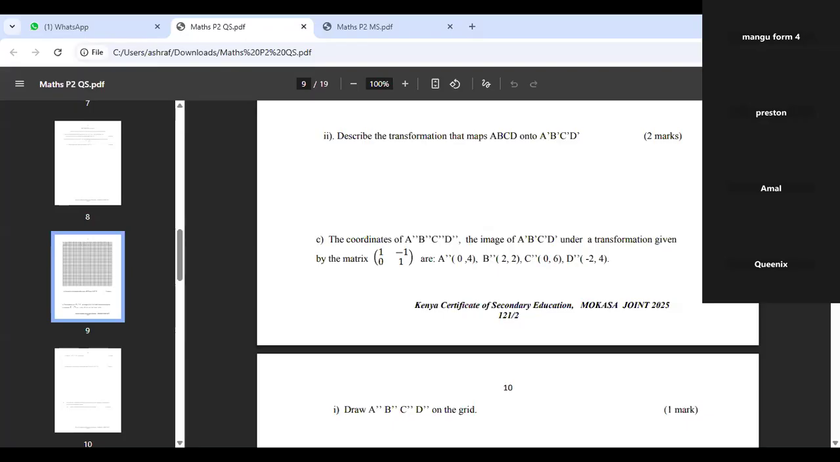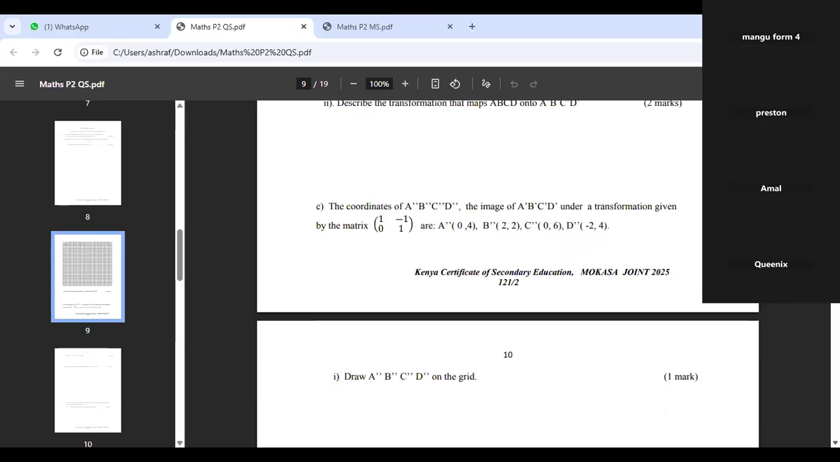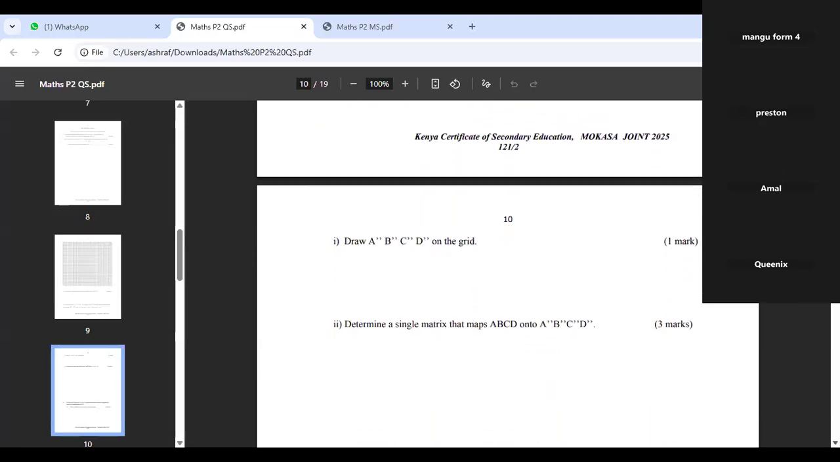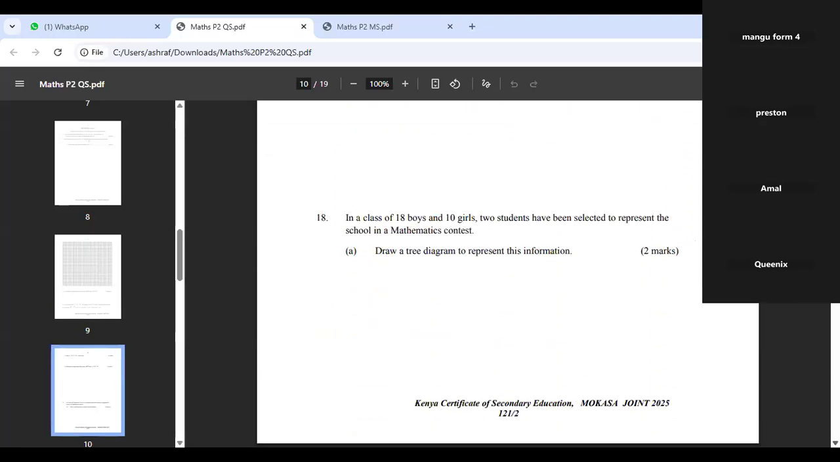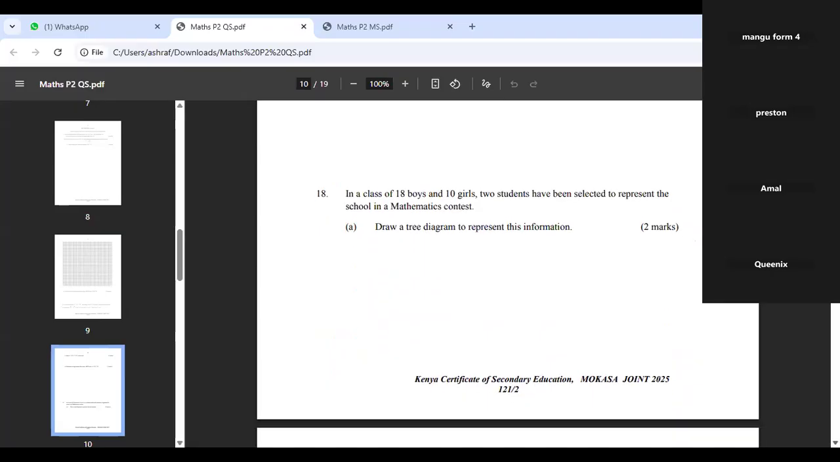Any other question? So we are done with that question. Any question on that transformation? If there's no question, then we go to question 18, which is probability.